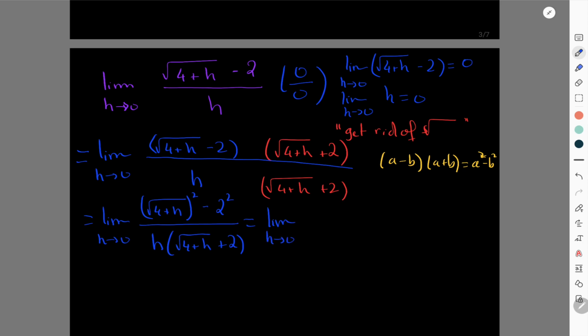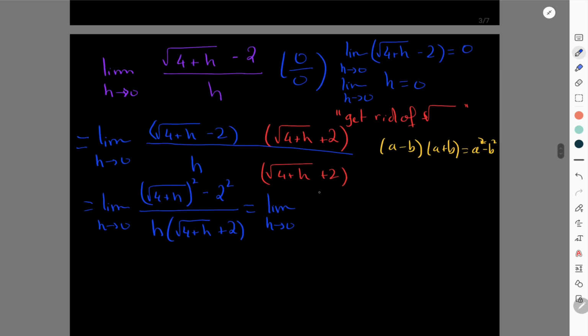And this is just the limit as h approaches 0. This is 4 plus h minus 4. So this is just h over h. Now notice the term here approaches square root of 4 plus 2, so it approaches 4. So this term, you don't need to touch it. The important idea is that you need to get rid of the 0 over 0. This term plays no role in the 0 over 0 because it approaches 4.